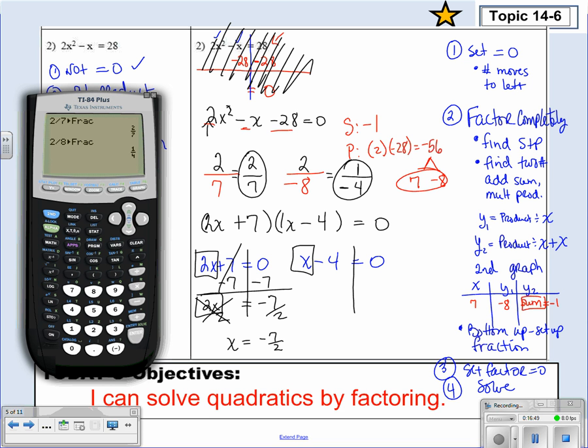Our other one, x minus 4, we're going to add 4 to both sides. The x is by itself. 0 plus 4 is 4. We now have our solution to the equation. x is either negative 7/2 or x is equal to 4.